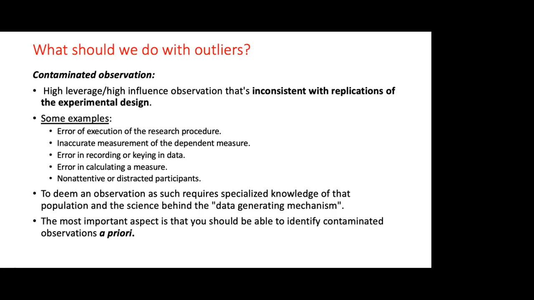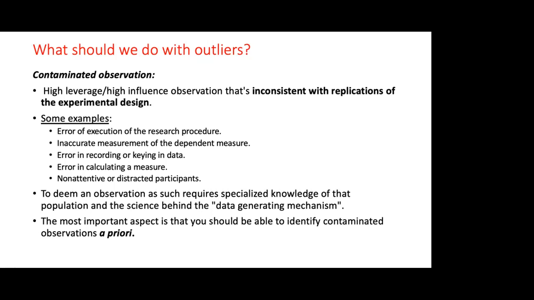And then, we talked about that earlier in the semester, right? All the things that can go wrong, and that reflect those contaminated observations. Those are cases where, if you cannot correct the errors, it is appropriate to delete those data points, right? So just remove them from your data set. But the most important aspect is that you should be able to identify those contaminated observations a priori, right?